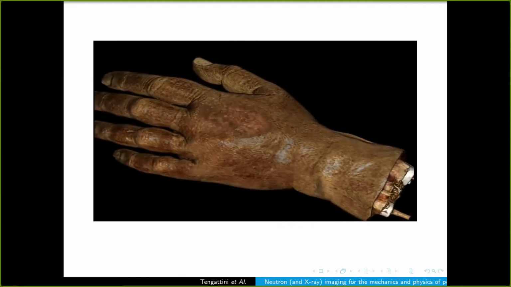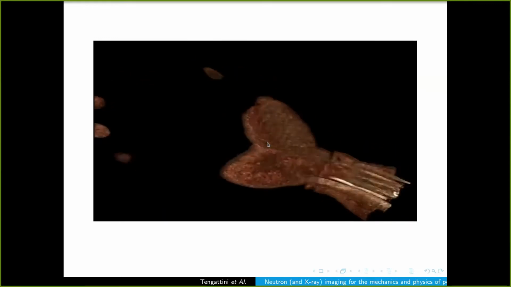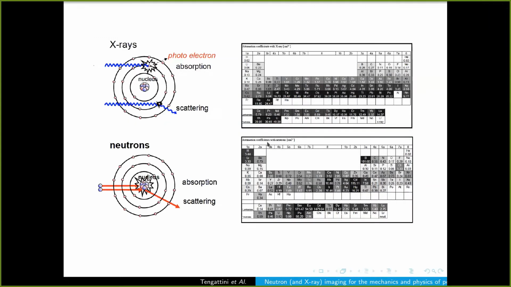Now, in the case of X-rays, this attenuation coefficient is proportional to the density, of course, but also to the atomic number of the atoms. That is because X-rays interact with the outer electron shell of atoms. The more the electrons, the higher the atomic number, the more opaque they will be. So as we go down the periodic table, the elements become more and more opaque, more and more visible.